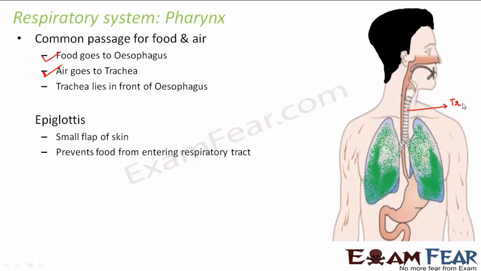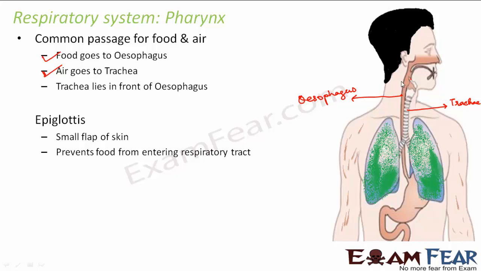This is trachea and this red colored pipe is the esophagus. So you can see here that esophagus lies in front of trachea. And where do we have the pharynx? This is the pharynx. So this point is the pharynx. This is the point where the food and the air segregate into two different pipes.